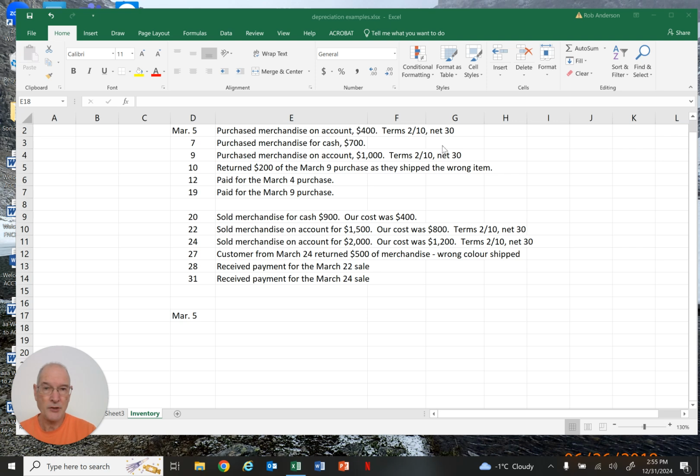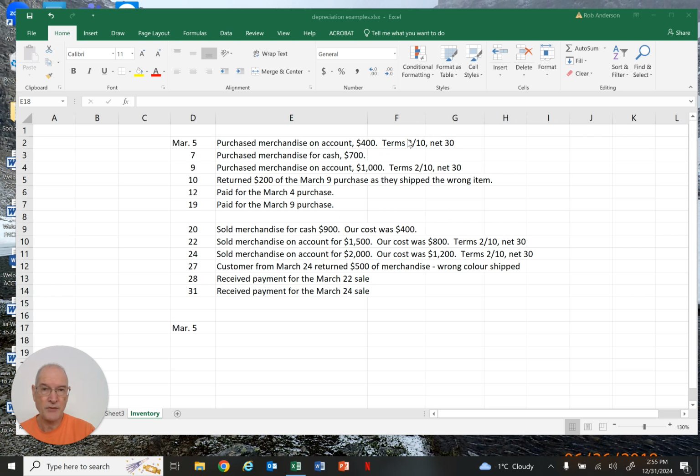So if you read your textbook already, you probably saw terms such as 2/10 net 30 that I have right here, this first one. So 2/10 simply means that the buyer, in this case, will receive a 2% discount if they pay within 10 days. Now, if they don't pay within 10 days, they don't get a discount. So net 30 means it's due in 30 days anyway. They have 30 days to pay the full amount, or they have 10 days to pay the discounted amount.